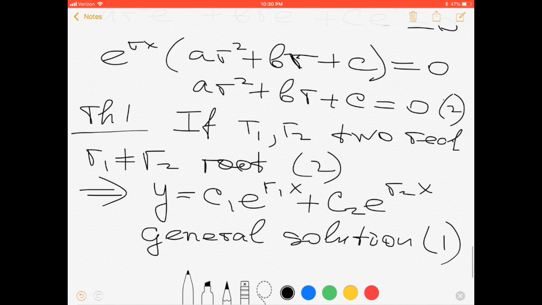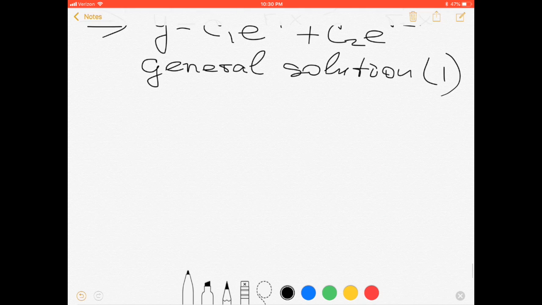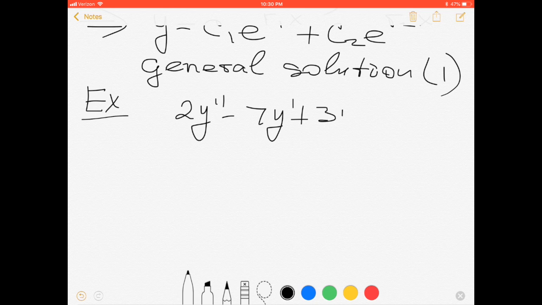I think now we need to solve some examples where you can see how it works. Okay, example. Let's go. We have 2y second derivative minus 7y first derivative plus 3y equals 0. Okay, it means we have a homogeneous equation with constant coefficients.